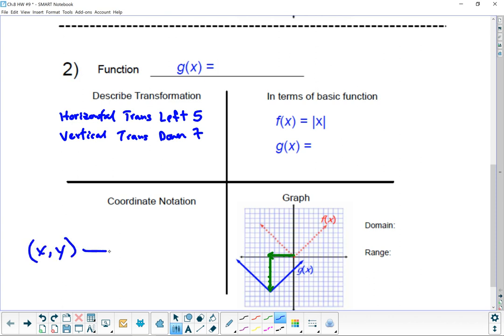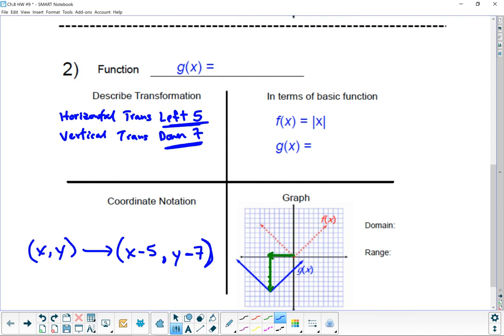So from (x, y) all the way to x, and it says it's going to be left 5, so it'll be minus 5. And then that'll be a comma. And then the y is going to be down 7, so it'll be minus 7. Okay, so that's what's really going on.